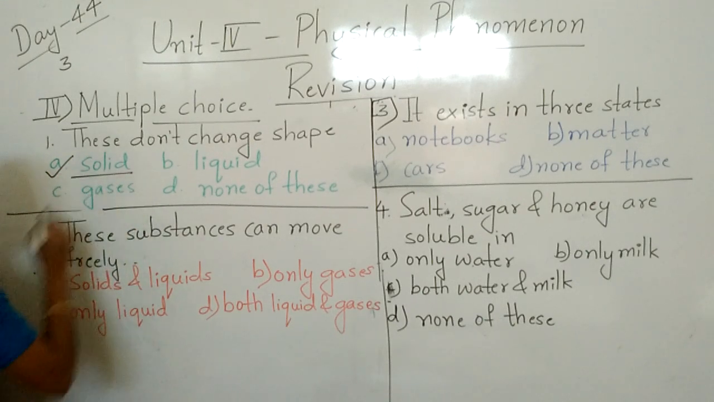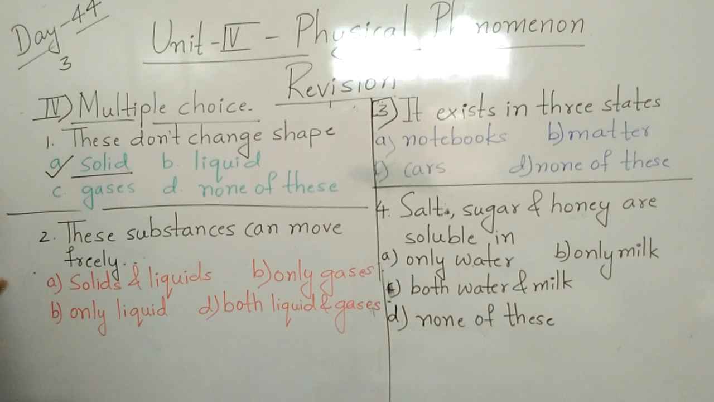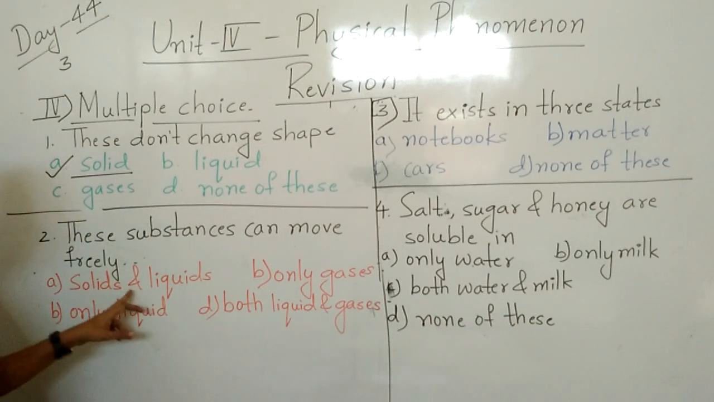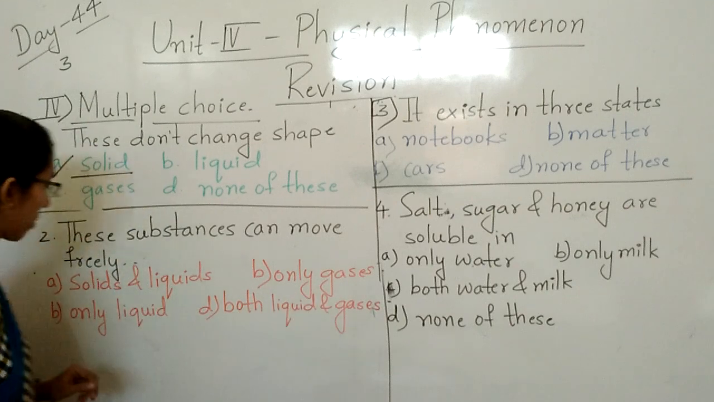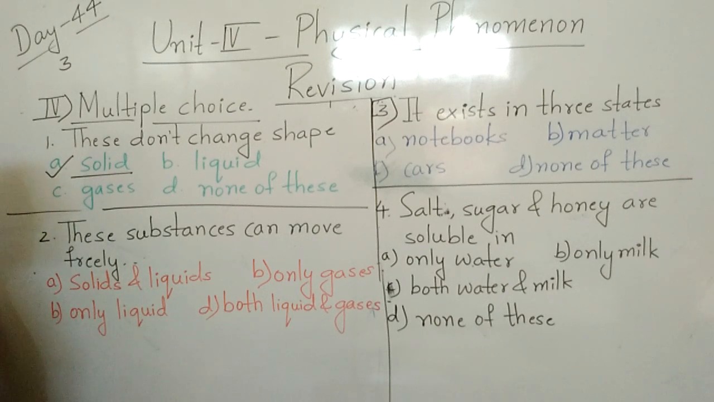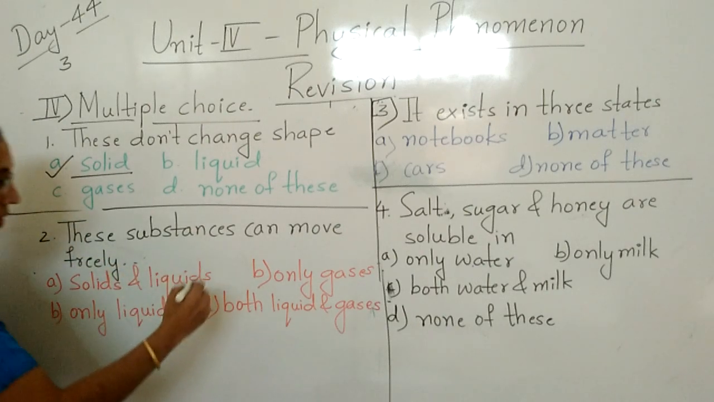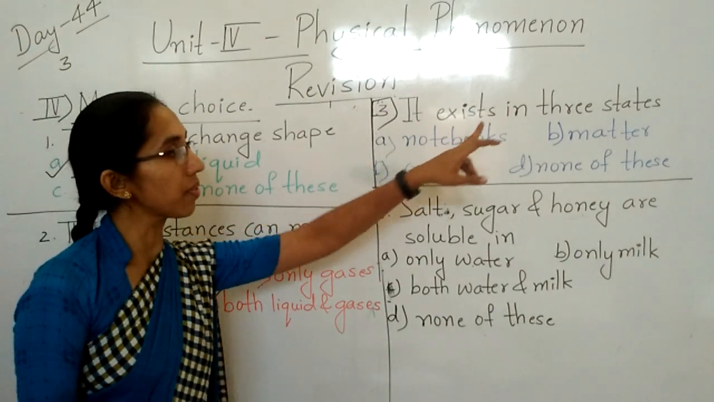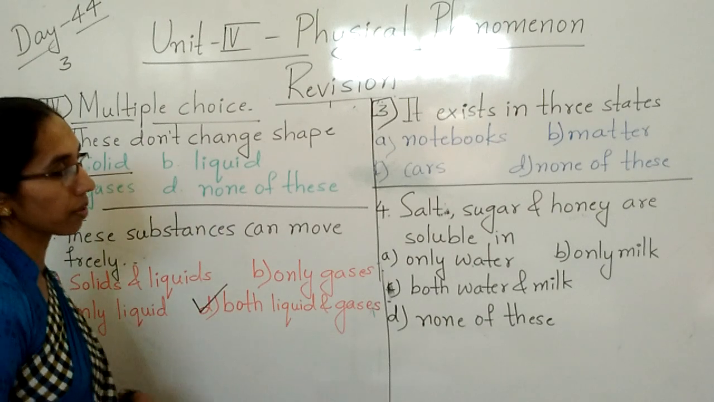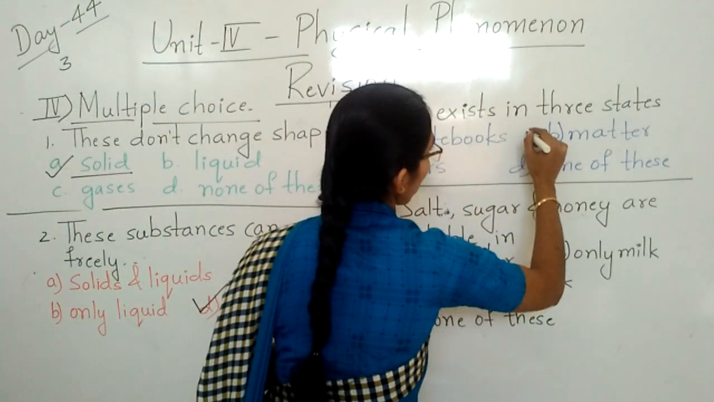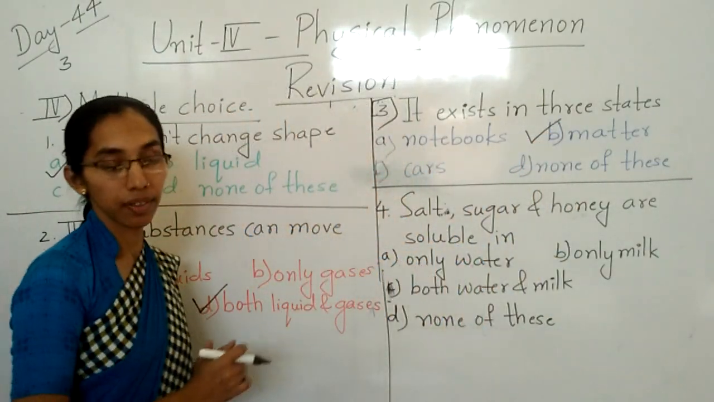So, which is the correct here? Correct is solid. These substances can move freely. Which substances can move freely, children? Solids and liquid. Only gases, only liquid, or both liquid and gases. Solid cannot move. We have to carry, then only it moves. But gas moves freely. That means liquid and gases move freely. It exists in 3 states: notebook, matter, cars, none of these. Matter, only matter exists in the 3 states.